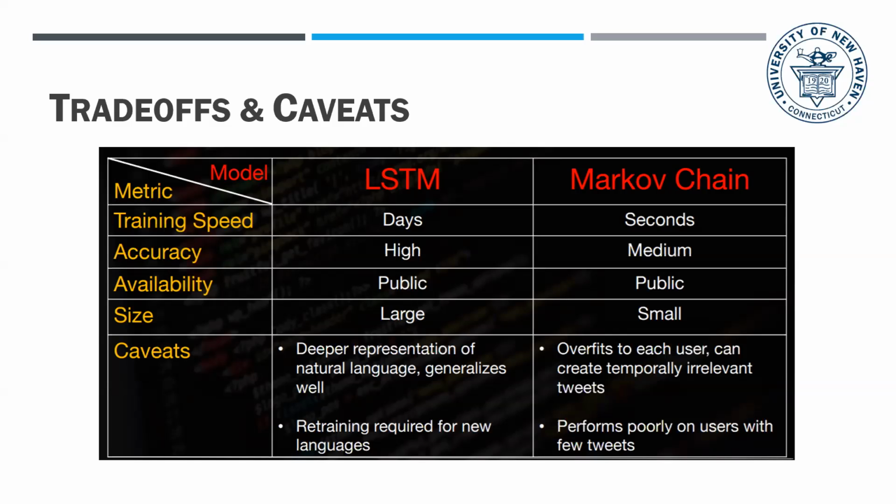The relative disk size of LSTM is much bigger because the amount of data used by LSTM is more than the Markov model. The advantage of LSTM is generally you get a deeper representation of what is meant to be posting on Twitter, like broken Twitter language with emojis, abbreviations, and whatnot. The Markov model ends up overfitting to that user.